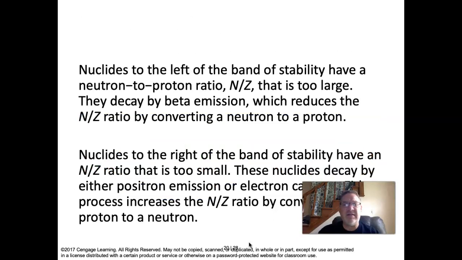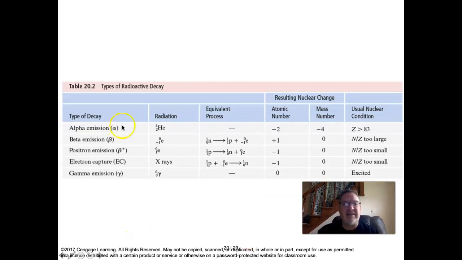And again, this is the range that we can use to tell us which isotopes we're going to see undergo what type of decay. And I like that this is table 20.2. This will give you the conditions that will tell you the type of decay that you're going to see.